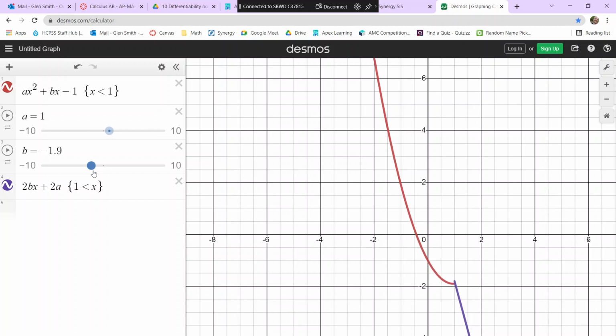Sort of. But they're not differentiable there. Do you see that? But if I make a and b equal to what they were, you're going to see it's differentiable.